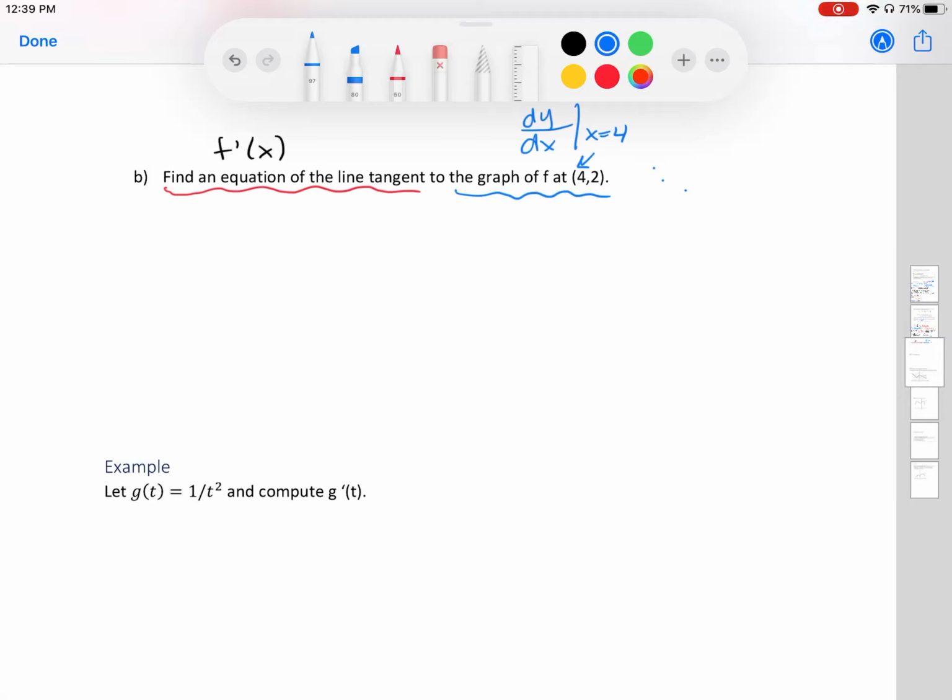Okay, well, let's go ahead and work with this problem. So notice we're not really given an equation for this function, right? So what we do here is we work with that given point.